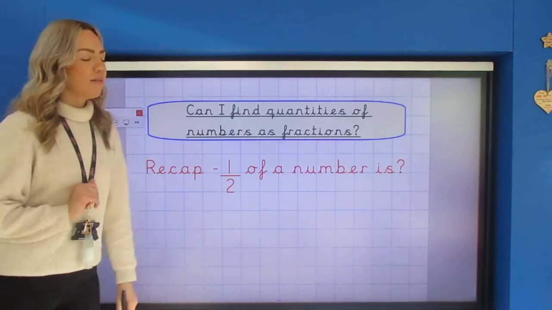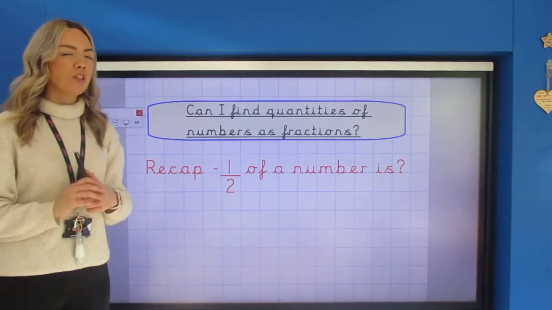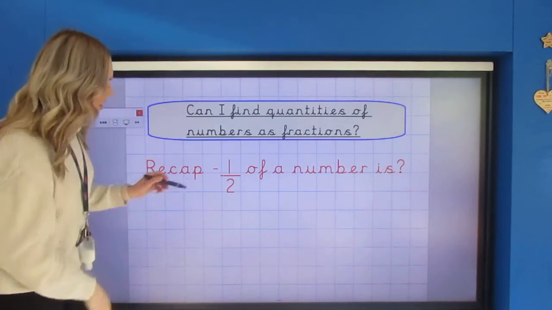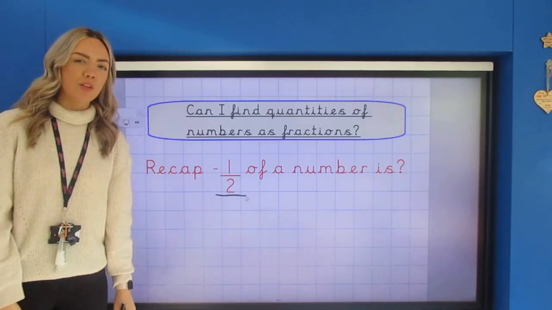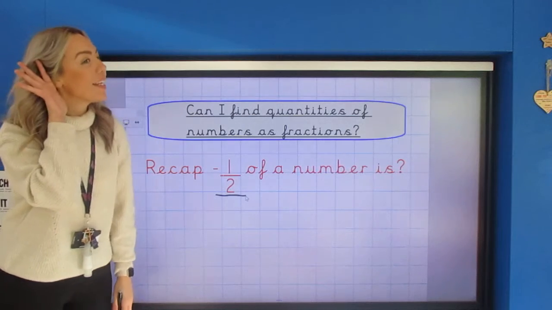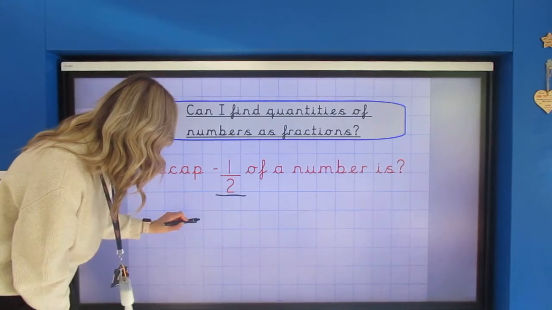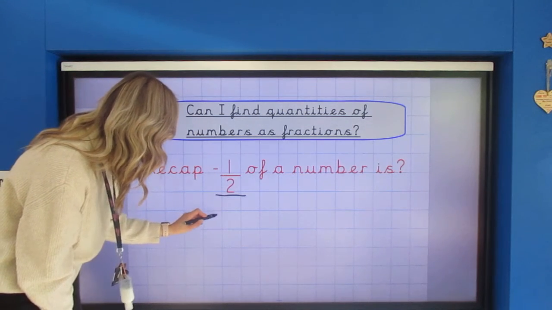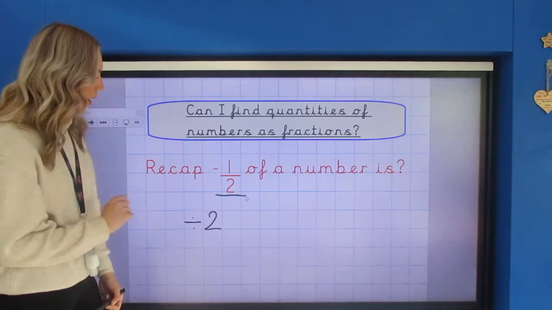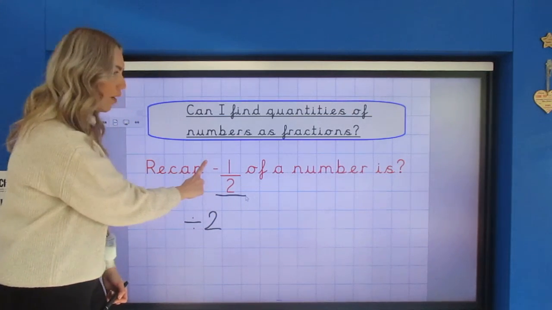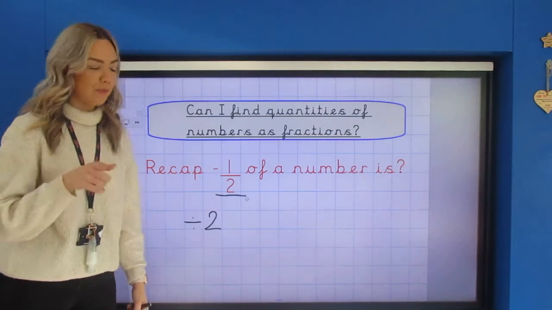Now, let's have a recap. Half of a number is, how do we find it? Okay, so this is our fraction here, half. And what do we need to do to find half? Shout it at me. Yes, divide by 2. Okay, so to find half of a number, all we need to do is divide by 2. So if we see a question that says find half, we need to share it between 2, don't we? Brilliant. Okay.